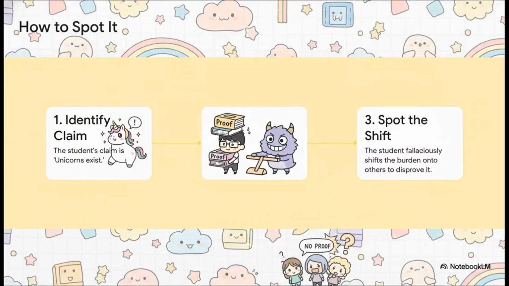Step 1. What's the claim? Unicorns exist. Simple enough. Step 2. Who has the burden of proof? Well, the student does because they're the one making the claim. And step 3, the big one, where's the fallacy? It's that exact moment the student tries to shift that burden onto everyone else.